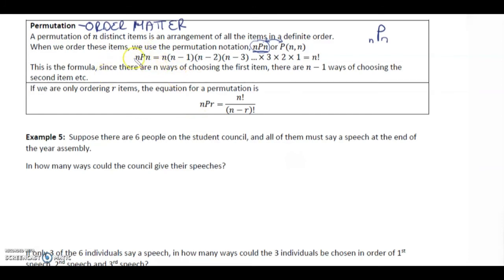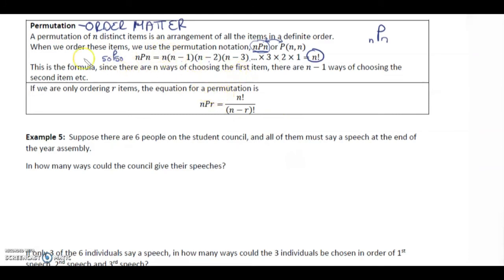So for a full factorial, nPn, say for example we're ordering 50 items: 50 times 49 times 48 times 47, all the way to 3 times 2 times 1. This is going to be your full factorial. This is the formula since there are n ways of choosing the first item, then n minus 1 ways of choosing the second item, and so on and so on.